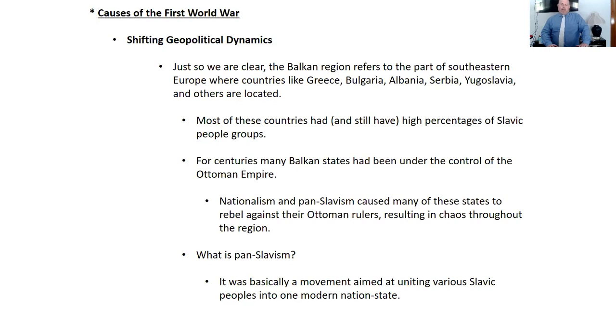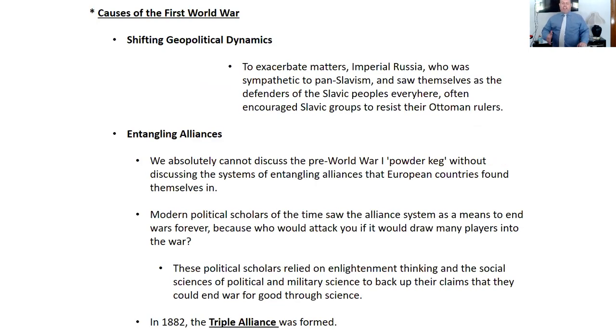But nationalism and Pan-Slavism caused many of these states to rebel against their Ottoman rulers, resulting in chaos throughout the region. Because remember, the Ottoman Empire is the old sick man of Europe. So what is Pan-Slavism? It was basically a movement aimed at uniting various Slavic peoples into one modern nation state. To exacerbate matters, Imperial Russia, who was sympathetic to Pan-Slavism and saw themselves as the defenders of the Slavic peoples everywhere, often encouraged Slavic groups to resist their Ottoman rulers.